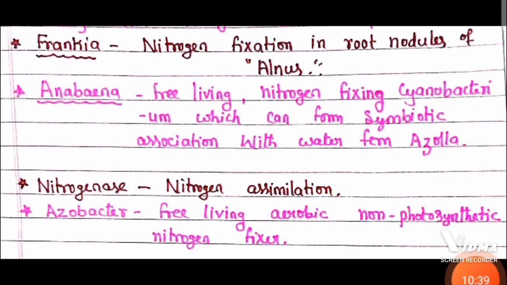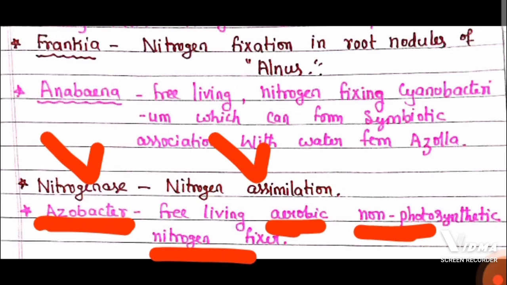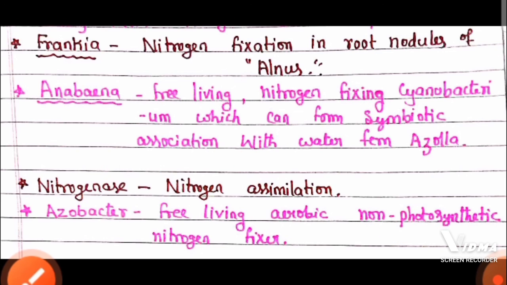And nitrogenase is the enzyme that helps in nitrogen assimilation or nitrogen fixation. Azotobacter is also a free-living aerobic, non-photosynthetic nitrogen fixer. Azotobacter. So these are the important points from this chapter.